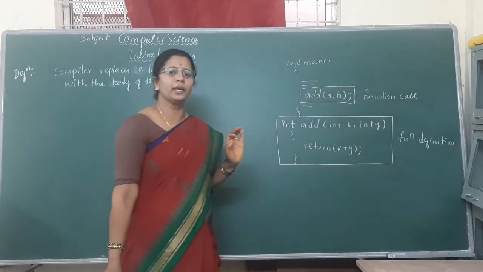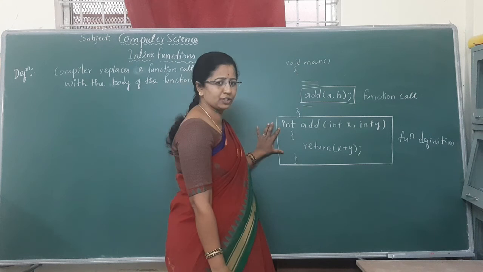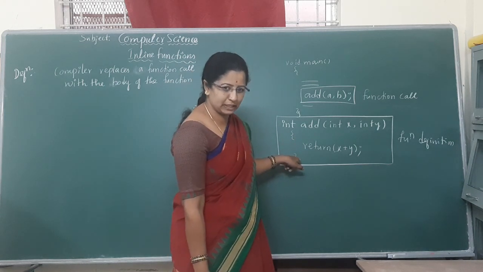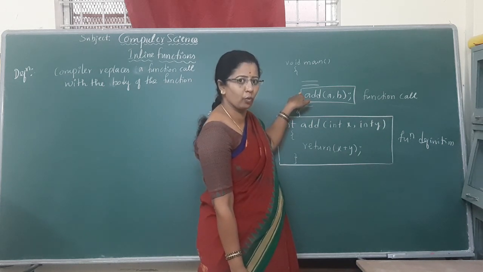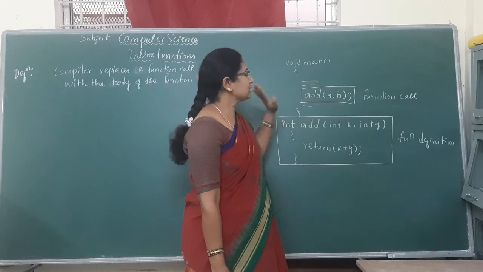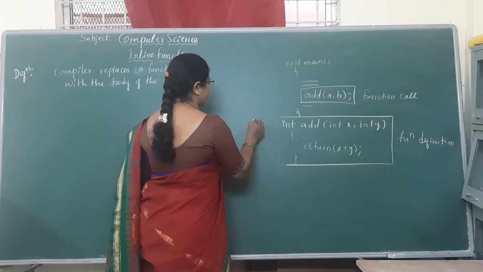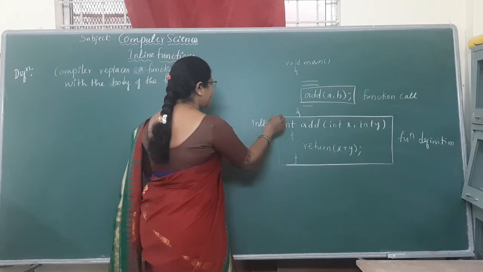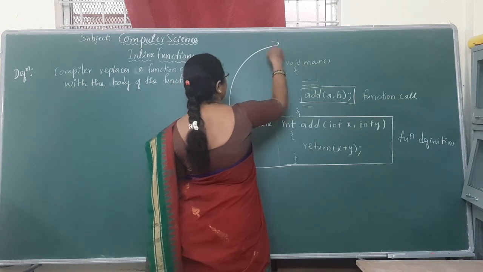When the function is invoked, control transfers from the calling function to the called function. The called function will perform the operation. Once the task is completed, control will go back to where exactly the function was invoked. But in inline, if we add the inline keyword in front of this, then this entire code will be replaced here, but this should be defined first.